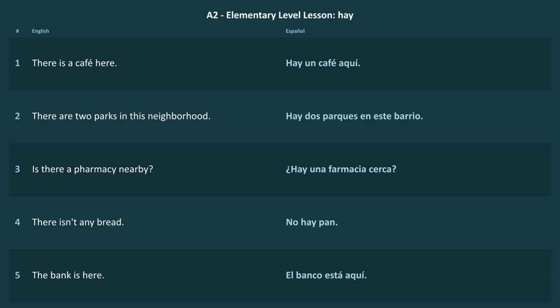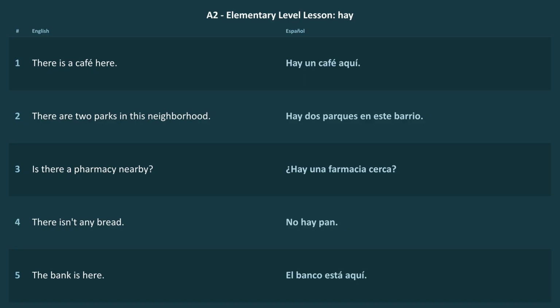Now let's talk about singular and plural with hay. This part is beautifully simple. In English, we say, there is one thing, there are many things. In Spanish, still just hay. Hay un museo. There is a museum. Hay una plaza. There is a square. Hay dos museos. There are 2 museums. Hay muchas plazas. There are many squares. Always hay. How do you say there are 2 parks in this neighborhood in Spanish?